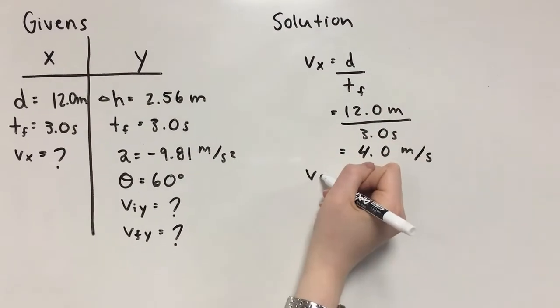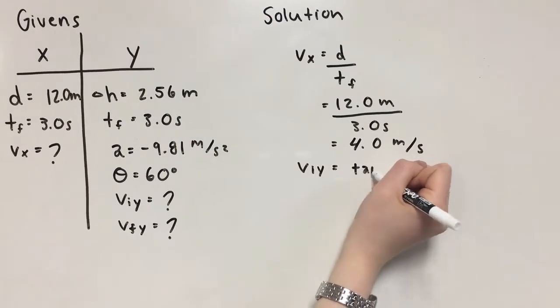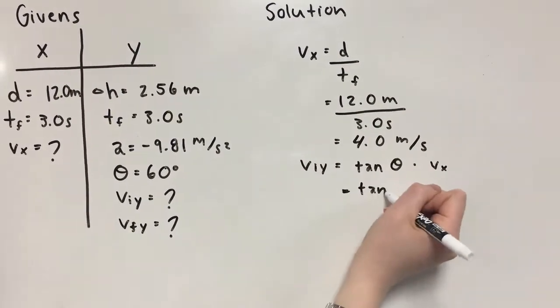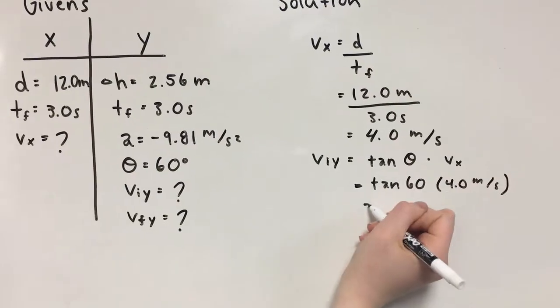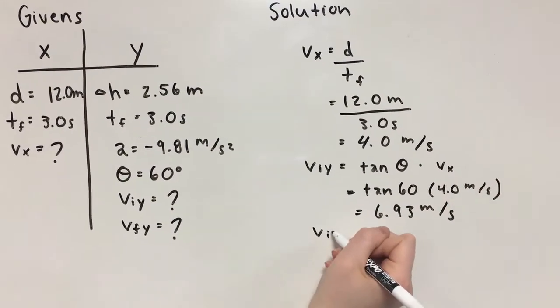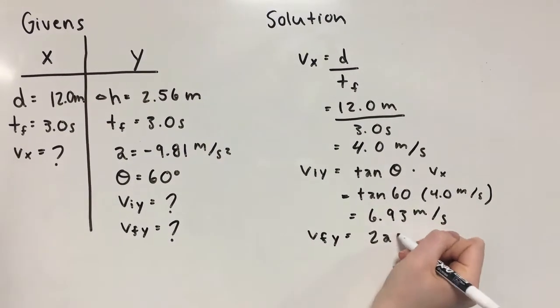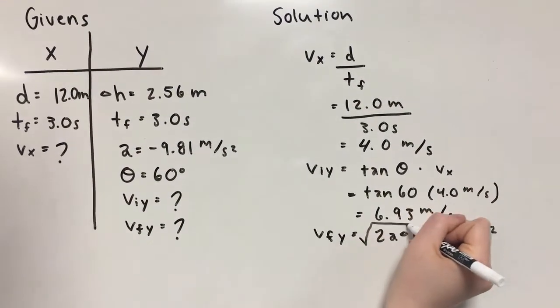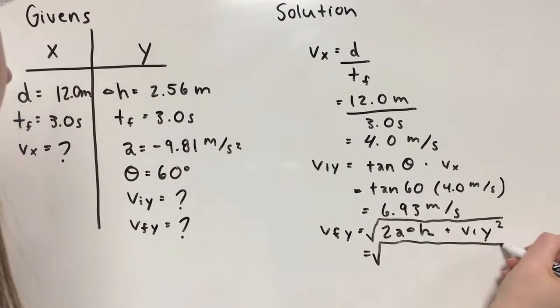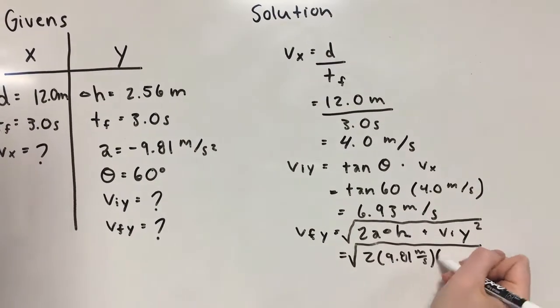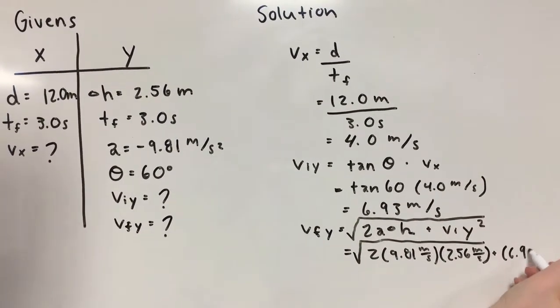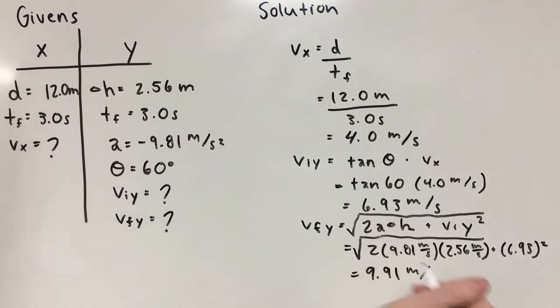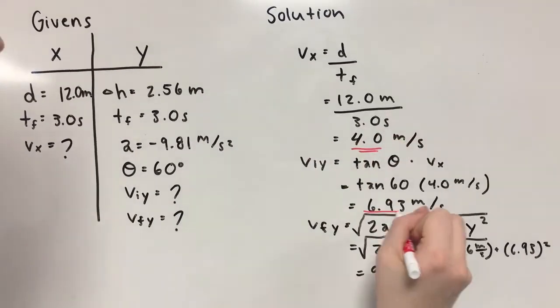To determine the velocity in the x and y directions, equations of kinematics were used. For the football, the velocity in the x direction was determined to be 4.0 meters per second. The initial velocity in the y direction was determined to be 6.93 meters per second, using the horizontal velocity and the angle at which the object was thrown. The final velocity in the y direction was determined to be 9.91 meters per second, using the initial velocity, acceleration due to gravity, and height.